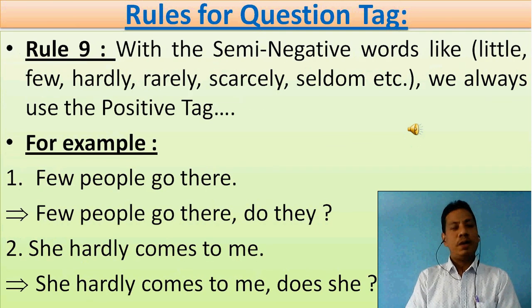Then rule number 9. With semi-negative words like little, few, hardly, rarely, scarcely, seldom, etc., we always use the positive tag. For example, few people go there, do they? She hardly comes to me, does she?